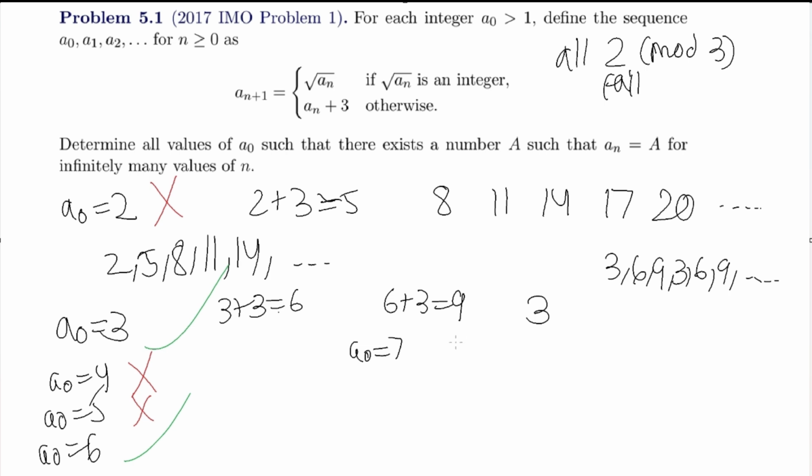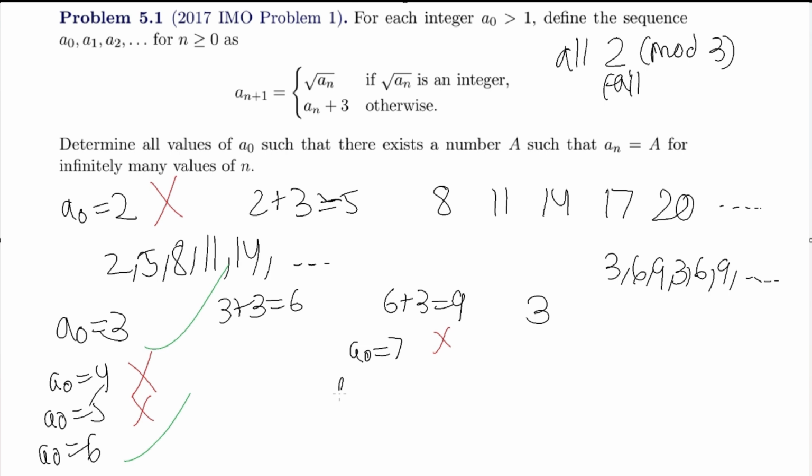So could 7 also work? Maybe. So if we go 7 to 10, not a perfect square, 13, not a perfect square, 16, and now we decrease it again. So we go back to 4, and that's also a perfect square, and we go back to 2. And then we just keep increasing and increasing, because it's again 2 mod 3. So that means that A0 equals 7 very weirdly fails.